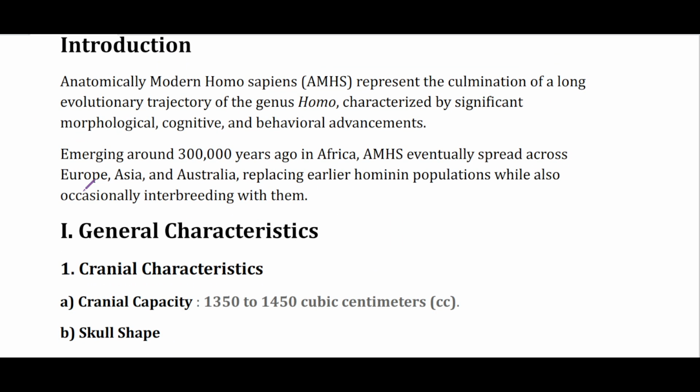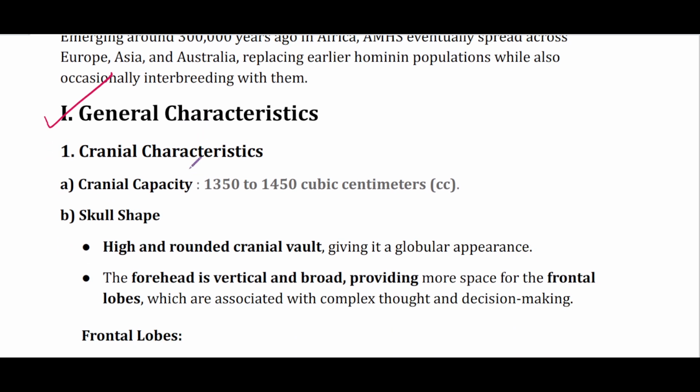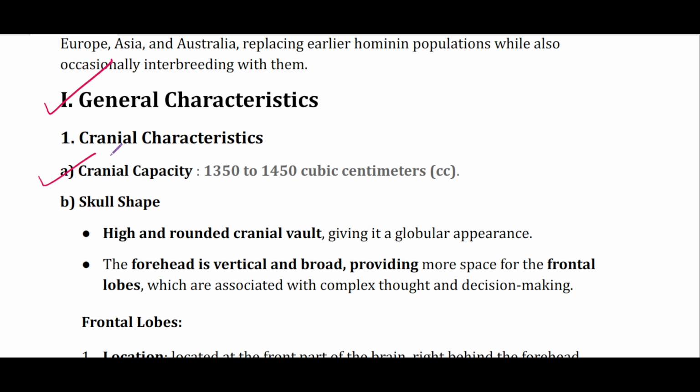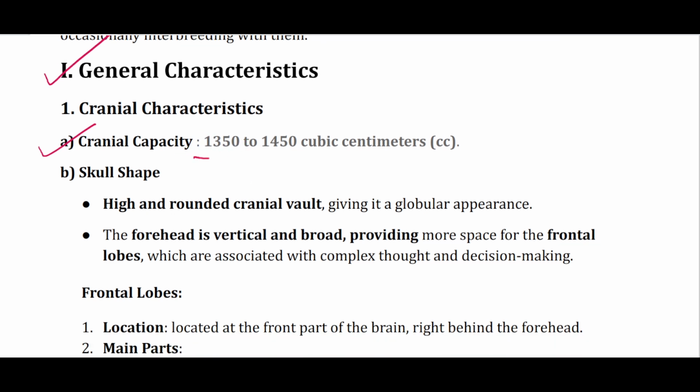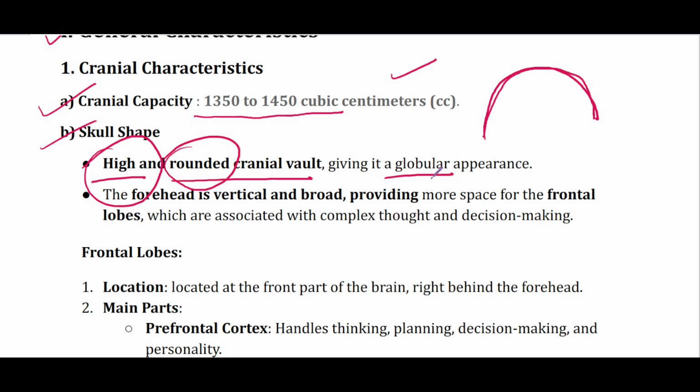Now, the general characteristics, and since this one is going to be a long lecture, I would be brief wherever possible. So the cranial capacity of AMHS is around 1350 to 1450, which is in line with modern Homo sapiens. The skull has a high and rounded cranial vault. Skull height means the skull top is rounded, globular, and the cranial vault, the upper part of the skull which houses the brain, both of them are high, rounded, and giving it a globular appearance. Globular appearance means appearance like the globe.